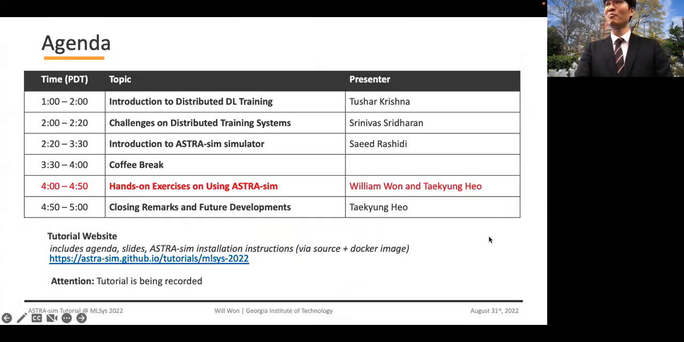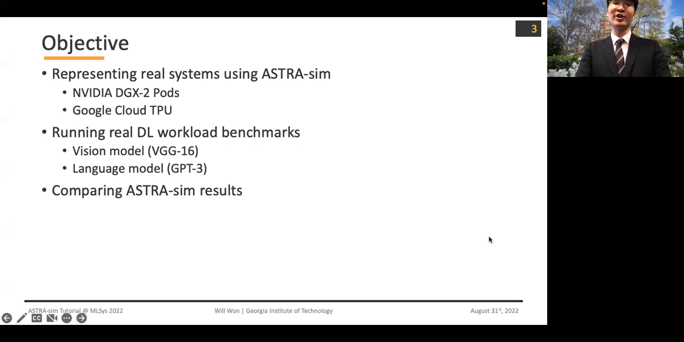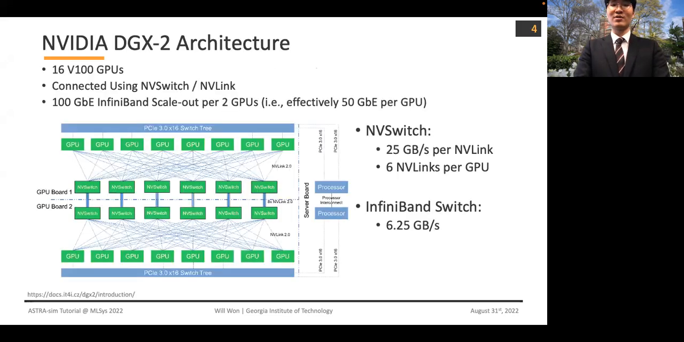So this is my final part of my exercise. Now that we've done some toy micro benchmarking, we want to represent some real systems, NVIDIA's DGX2 pods and Google's Cloud TPU as an example, and also represent real workloads like the vision model VGG16 and the language model GPT-3, and compare those results. So we'll do the very same thing. We will get some system and try to write the network and system info file regarding it.